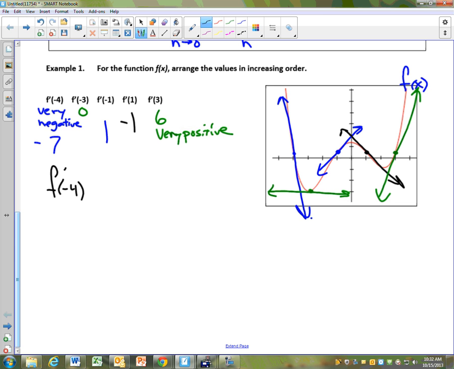F prime of negative 4 is less than what? F prime of negative 1? Oh yeah, you did the same thing. All right, there you go. Which is less than f prime of negative 3, which is less than, which is less than.